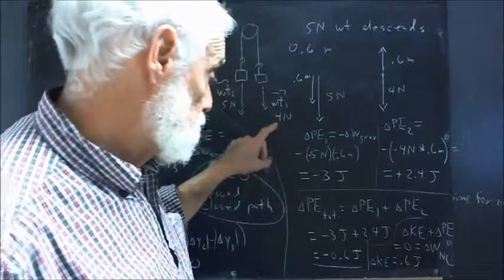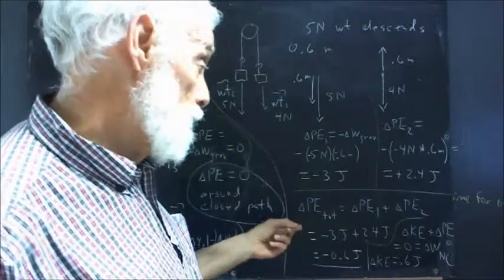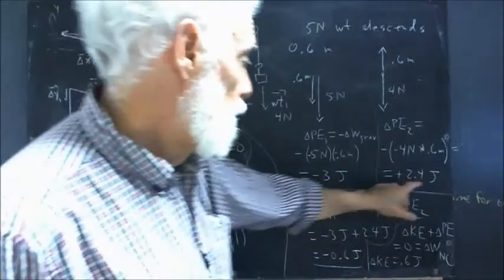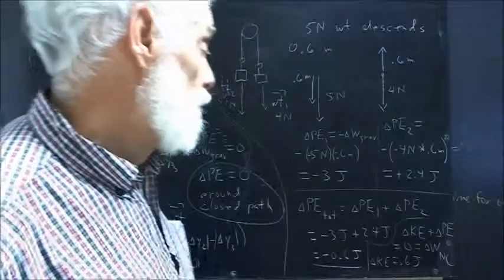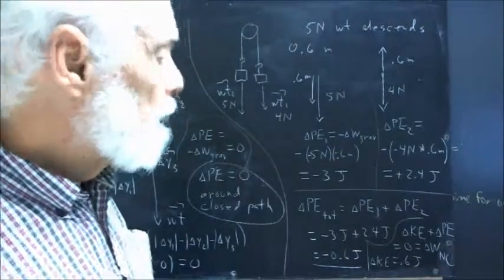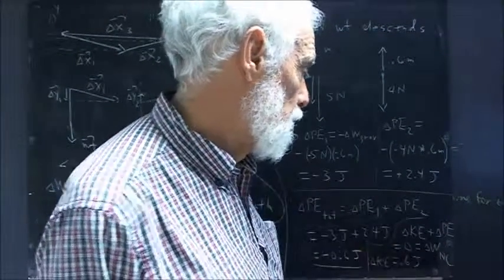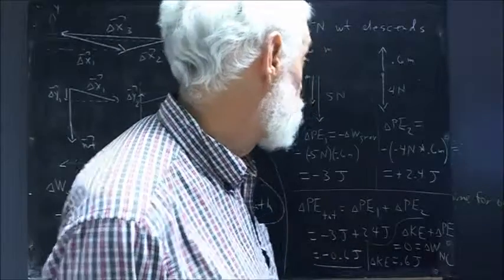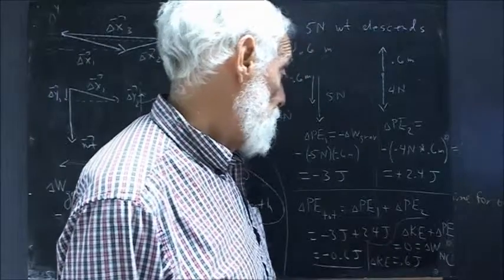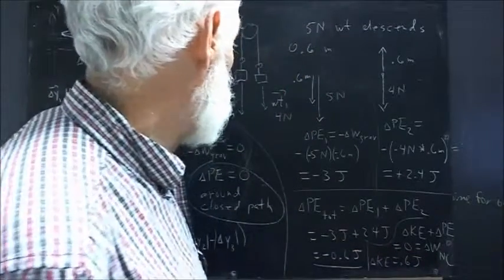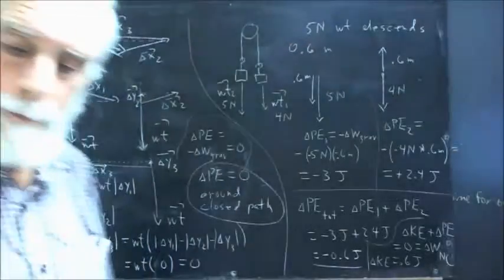Okay. The total potential energy change is the sum of the two potential energy changes, and that's clearly the sum of these. It's going to give you -0.6 joules. The change in kinetic plus the change in potential energy is going to equal the work done by the non-conservative force. Under the assumption of the problem, that work is zero, no friction involved, so the change in kinetic energy is 0.6 joules.